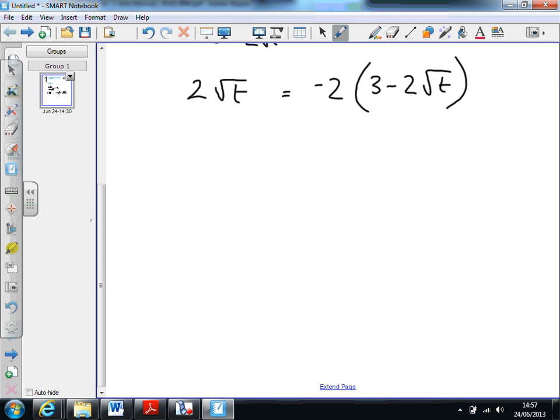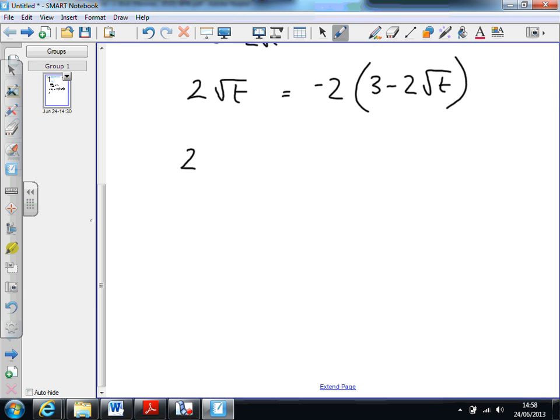Now I could multiply out the brackets and then collect like terms. Or I could, in this particular case actually, if I were to divide both sides by minus 2, that would get rid of the 2 on both sides. But what I'm going to do is just multiply out the brackets, because that's the more general method, and see how we go from there.